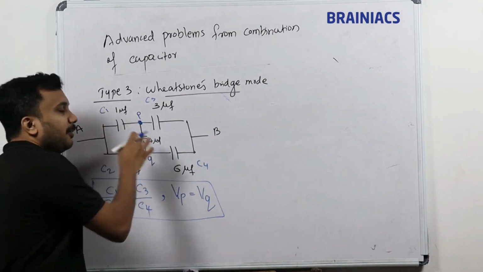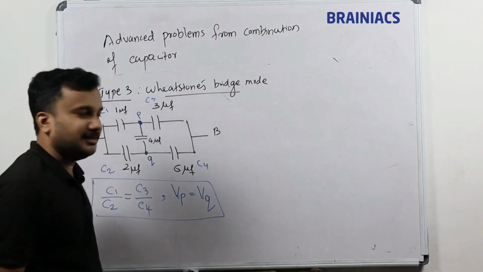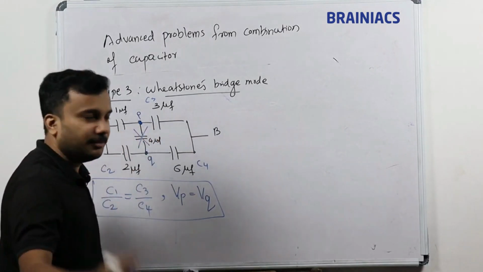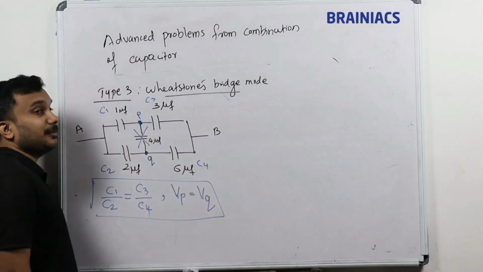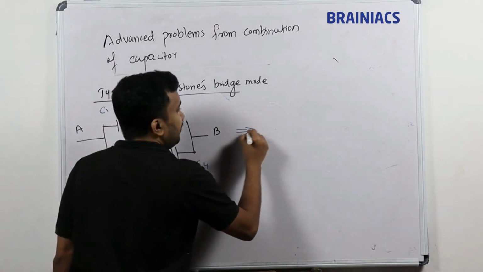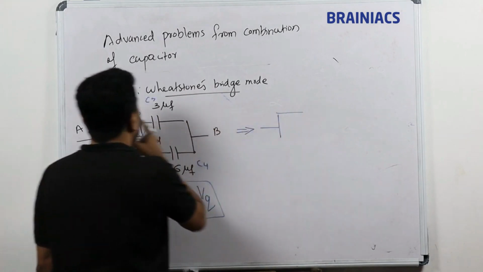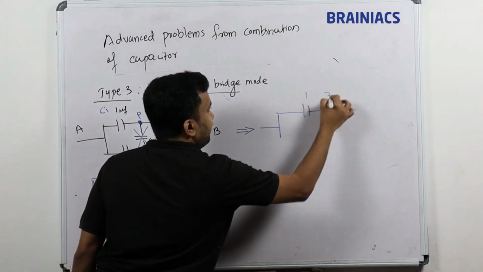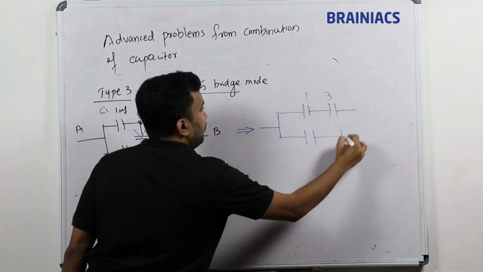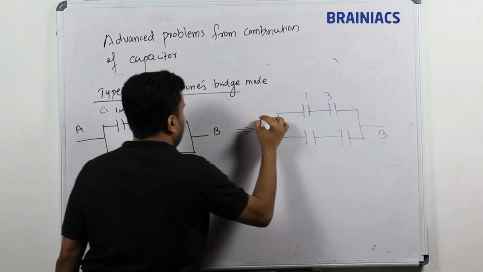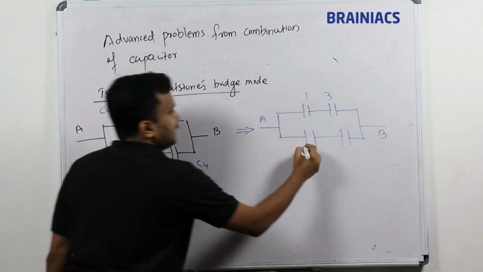The 4 microfarad is a dead capacitor. It has no use. It will not do any job. You can just plainly remove that. Once you remove that, your equivalent circuit looks like this. On top you will have 1 and 3, and on the bottom you also have two capacitors. What are they? 2 and 6.